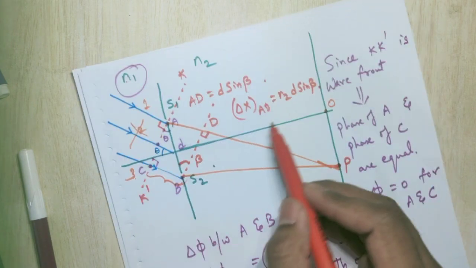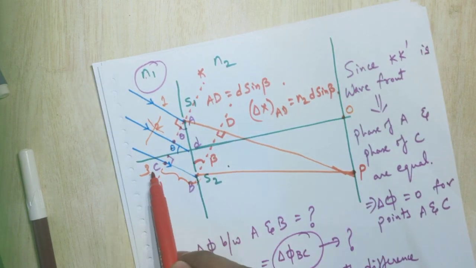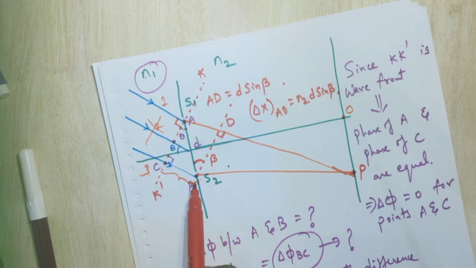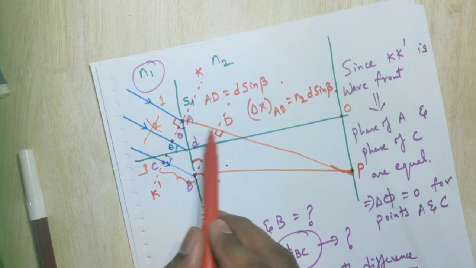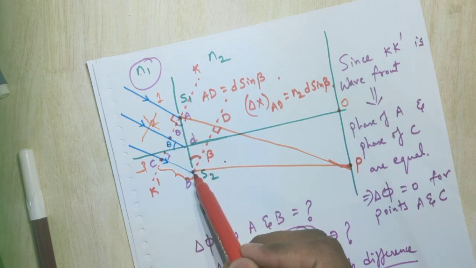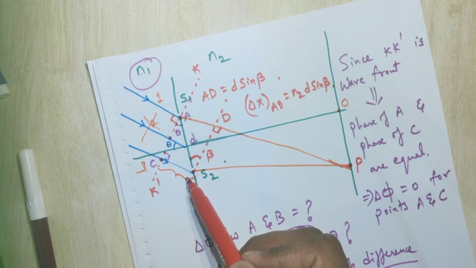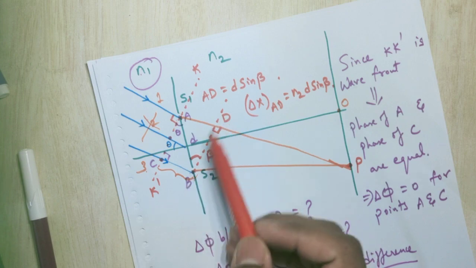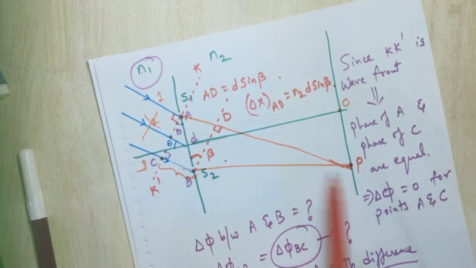Now what am I saying? The path difference between the points A and D should be exactly the same as the path difference between C and B. Then only whatever phase difference is created by these 2 points will be exactly compensated by the phase difference created by these 2 points. Because initially between point A and B there is already a phase difference, and that phase difference has to be nullified. That phase difference should be negated by one more phase difference that is created in this path, that is AD.